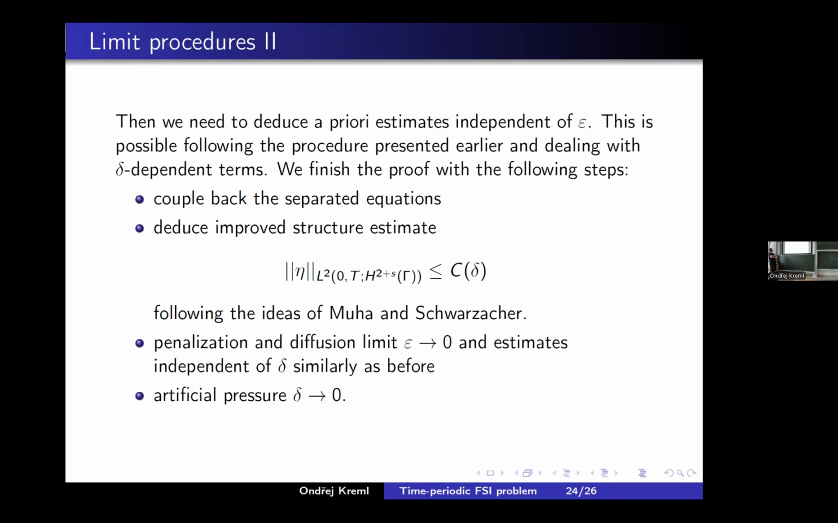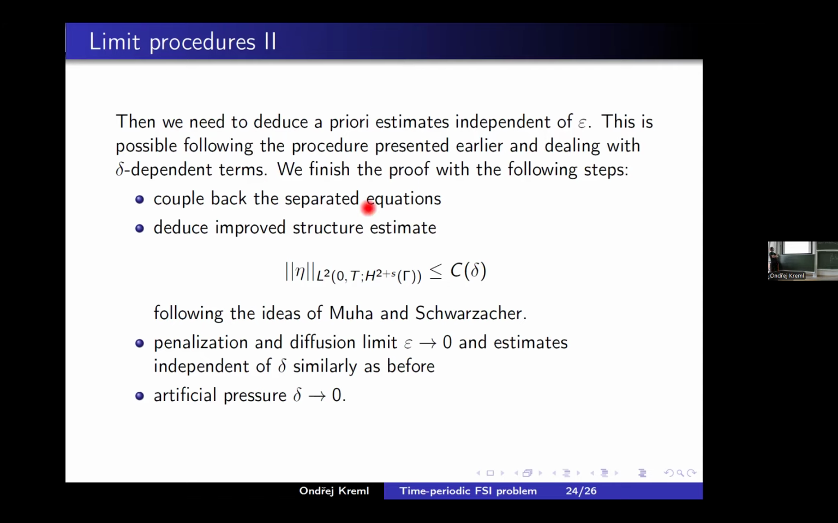So we need to deduce a priori estimates independent of epsilon, and then later on also independent of delta. But here we basically follow the procedure which we had earlier, right? And there are only a few additional technicalities which you have to deal with, but nothing really crucial. So here you really deduce these a priori estimates independent of epsilon.